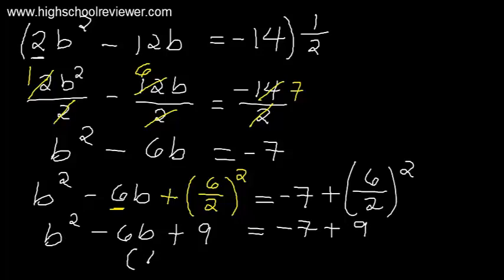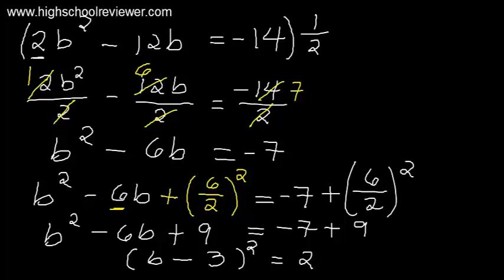So this will be b, and since this is negative, this will also be a minus sign, and the square root of 9 is 3. Since this is a perfect square, we are going to raise this quantity to 2. Now, negative 7 plus 9 will give us positive 2. Okay, so b minus 3 raised to the power of 2 equals 2.